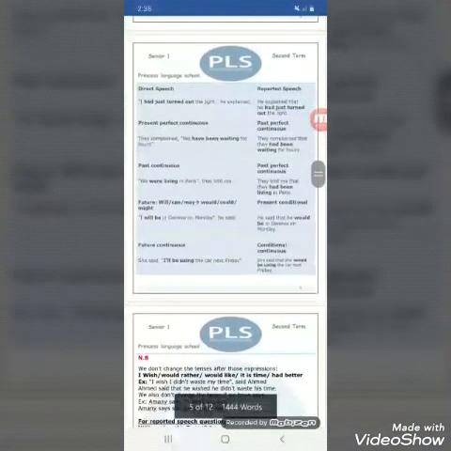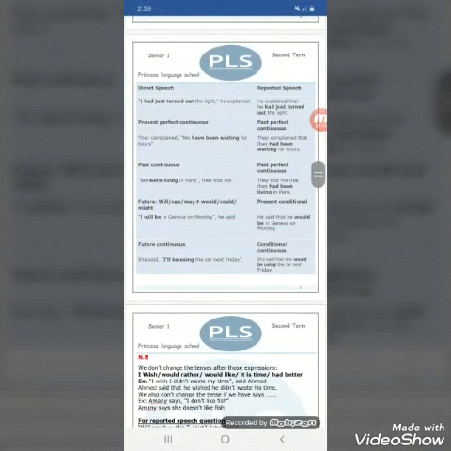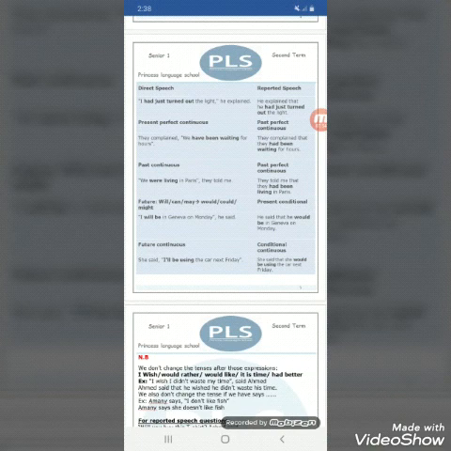Present perfect continuous. They complained, we have been waiting for hours. It will turn to past perfect continuous. They complained that they had been waiting for hours. But the past continuous will turn to, again, past perfect continuous. We were living in Paris, they told me. They told me that they had been living in Paris.